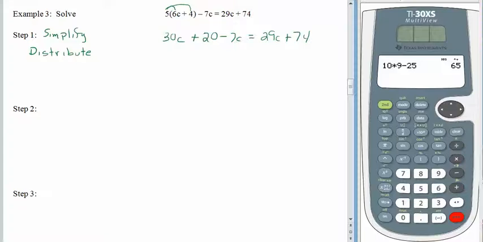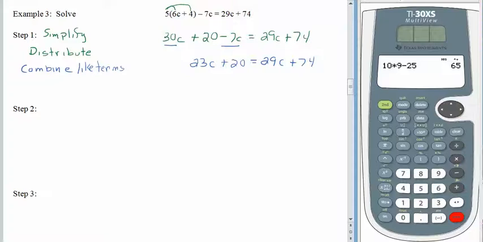All right, let's look at this again. Can I do anything else to the left-hand side? Oh, I can. I have some like terms. I see 30c and minus 7c. And that would give me, let's see, 30 minus 7, 23 c's plus 20. When I look at the right-hand side, I don't have any like terms. I have a variable term and a constant term. Those can't be put together. So we'll just bring the right-hand side straight down.